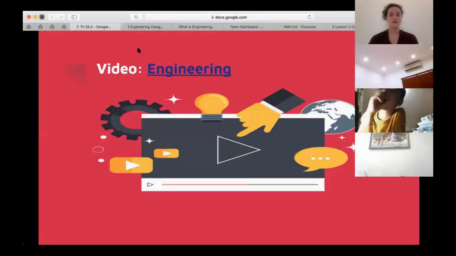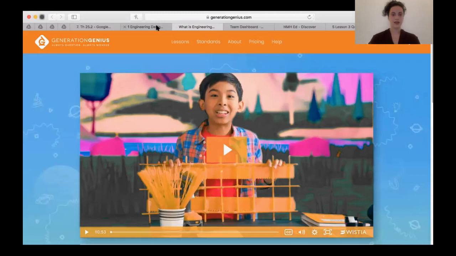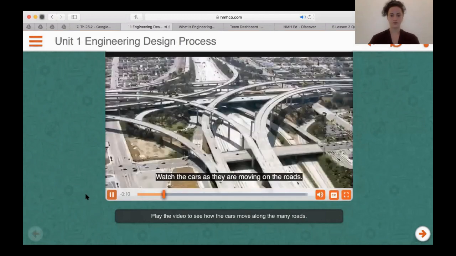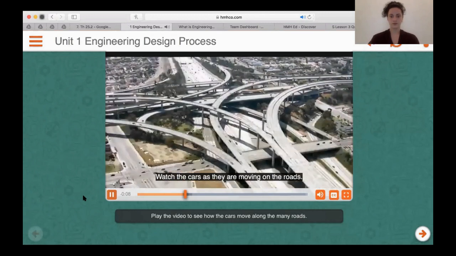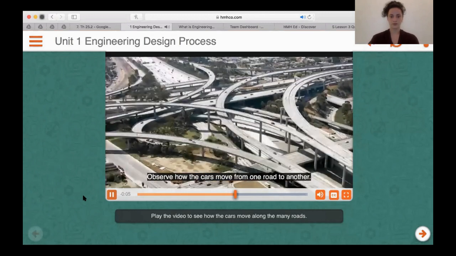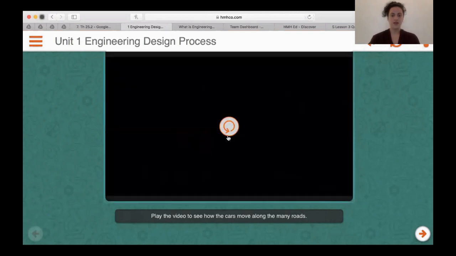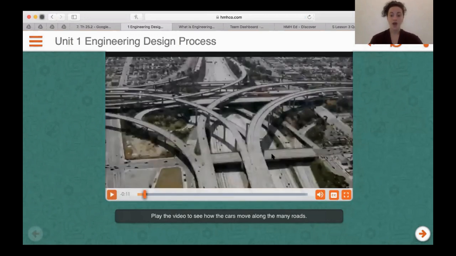All right, we're going to watch a video. So let's take a look here. Here you can see the cars getting on and off the ramp. Watch the cars as they are moving on the roads. Observe how the cars move from one road to another. What helps the cars make these changes? So as you can see, there are no stoplights. Some roads are on top of other roads, so they need a ramp to get from low to up high. So here you can get on the ramp back here and get on this road up here.